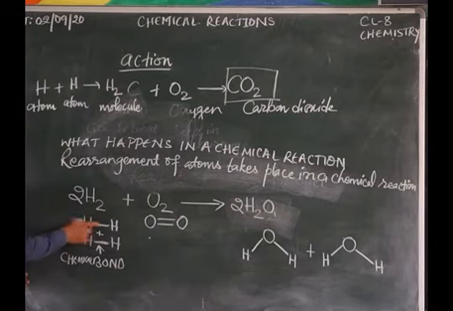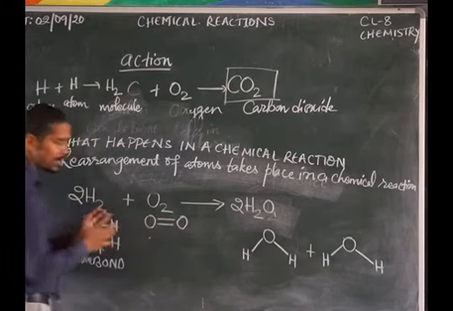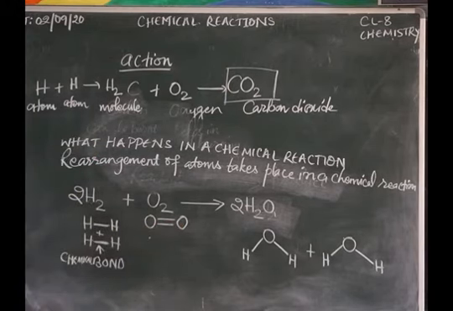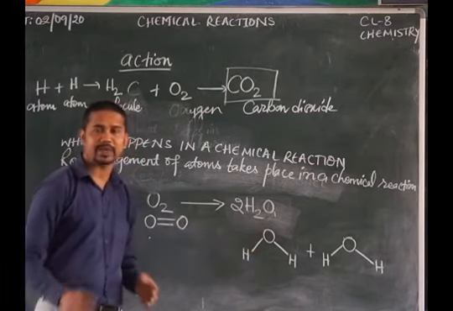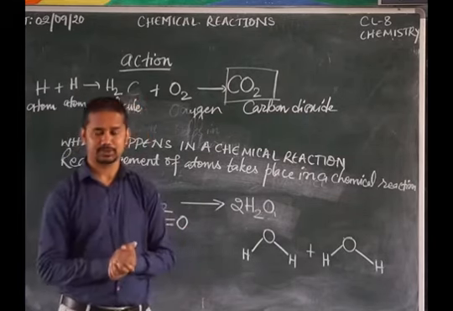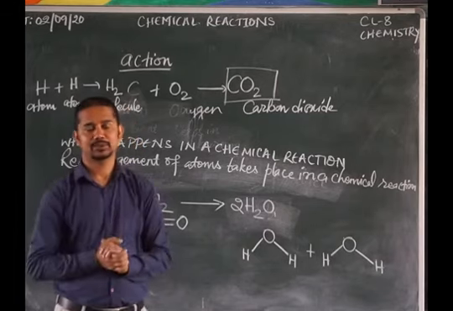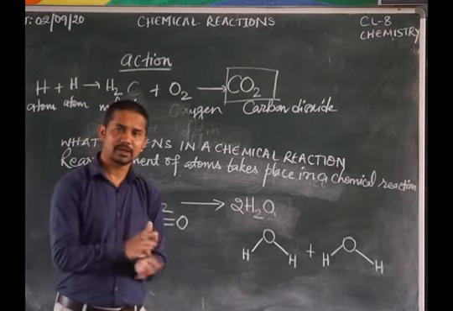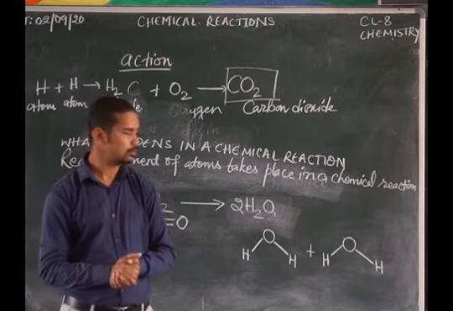Here, this hydrogen is non-metal, this is also non-metal. So this bond is formed by the sharing of electron. Oxygen is non-metal, oxygen is non-metal. This is formed by sharing of electron. Here also this is non-metal and this is non-metal. So this bond is also a chemical bond, covalent bond, because this is also formed by sharing of electrons. So between non-metal and non-metal, there is sharing of electron and that is covalent bond. Between metal and non-metal, there is transfer of electron and hence that is electrovalent bond.